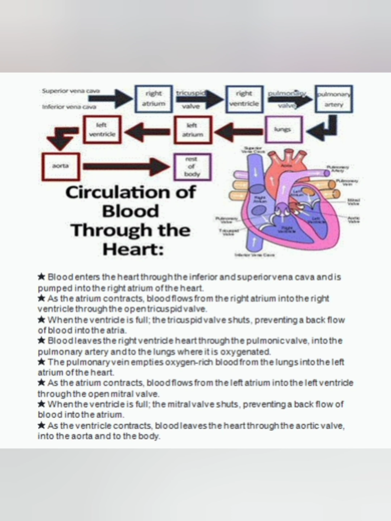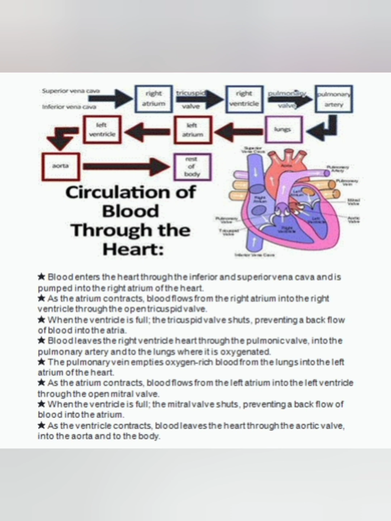Circulation of blood through the heart. Blood enters the heart through the inferior and superior vena cava and is pumped into the right atrium of the heart. As the atrium contracts, blood flows from the right atrium into the right ventricle through the opening, the tricuspid valve. When the ventricle is full, the tricuspid valve shuts, preventing backflow of blood into the atrium.